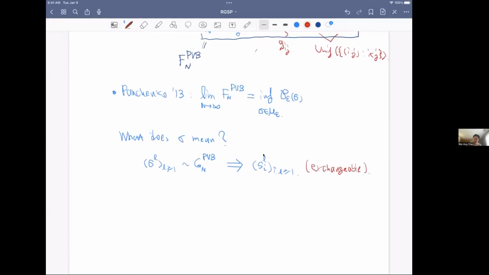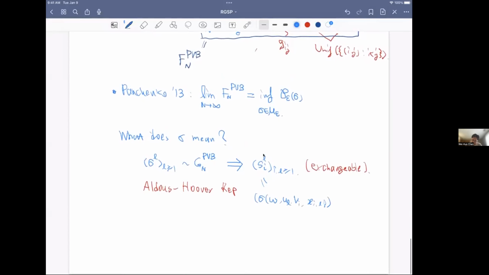All right, this is exchangeable. And if you have a matrix and it's exchangeable according to rows and columns, there's a very nice theorem due to Aldous and Hoover, the representation. All right, so we can write this as sigma of W, U_i, V_l, and X_il.